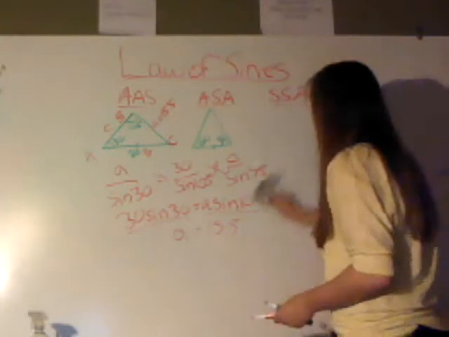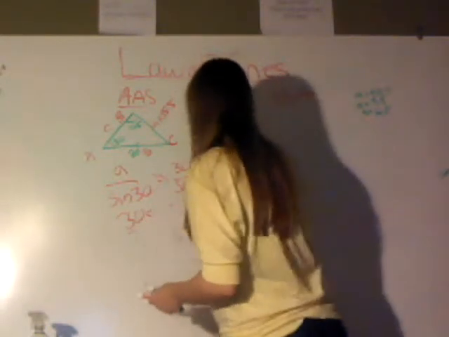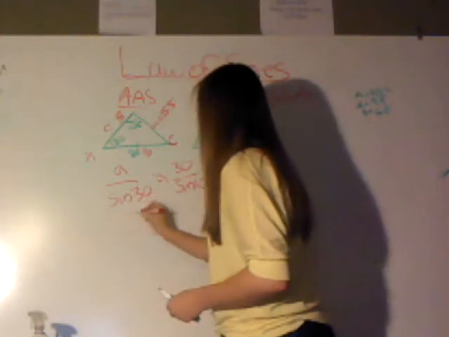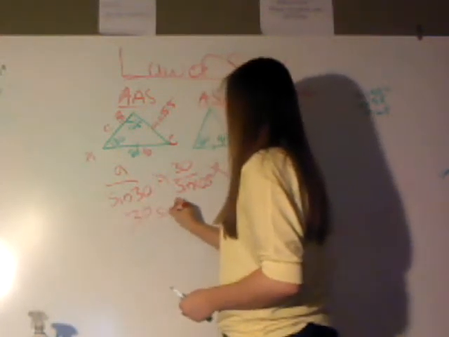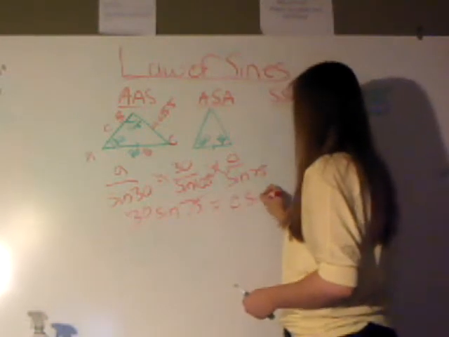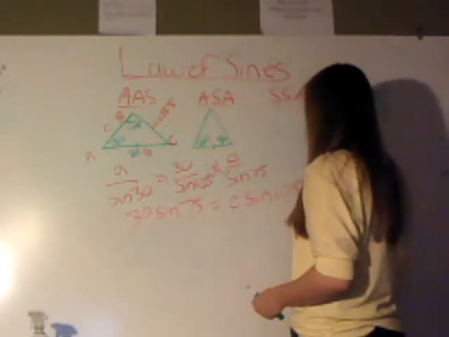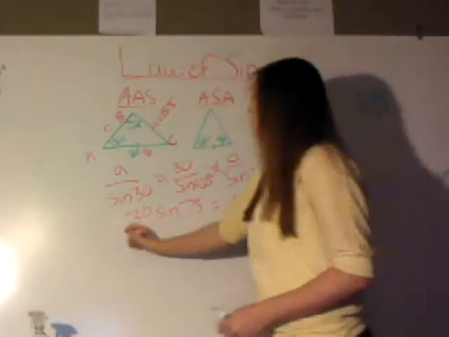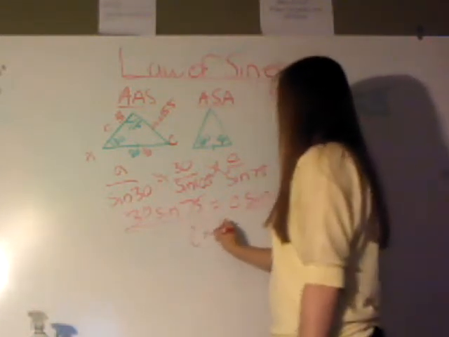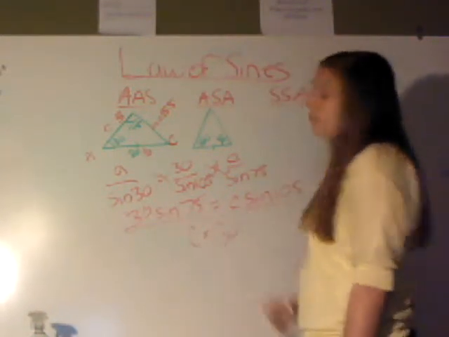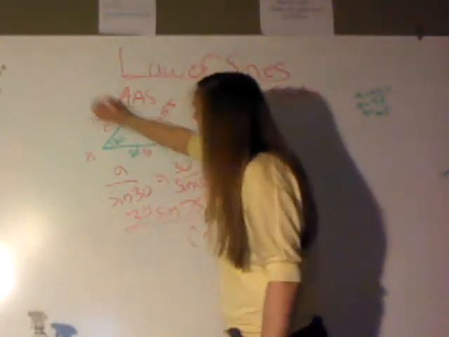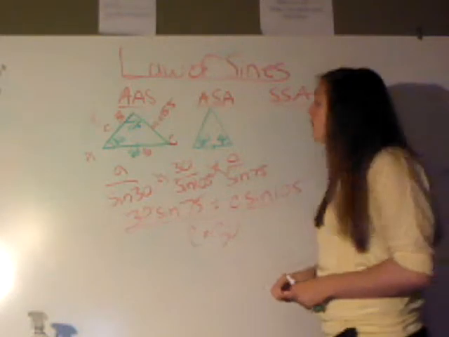Now to find side C, we are going to do 30 sine of 75 is equal to C sine of 105. And we are going to divide both sides by sine of 105. And C is going to come out to equal 30 when plugged into the calculator. So we solved for that whole triangle.